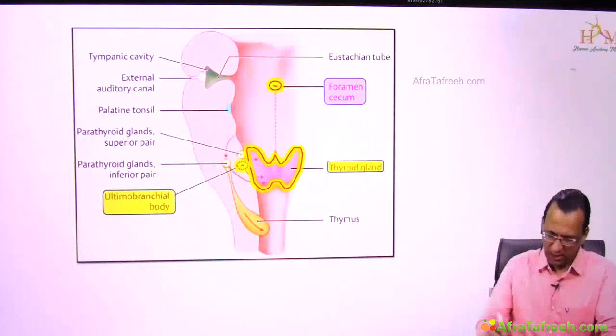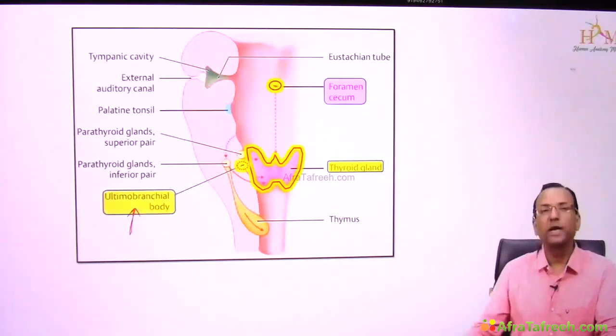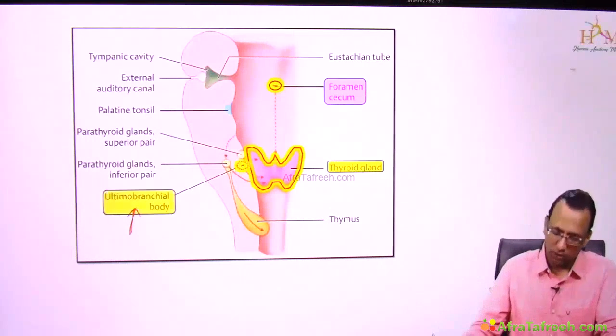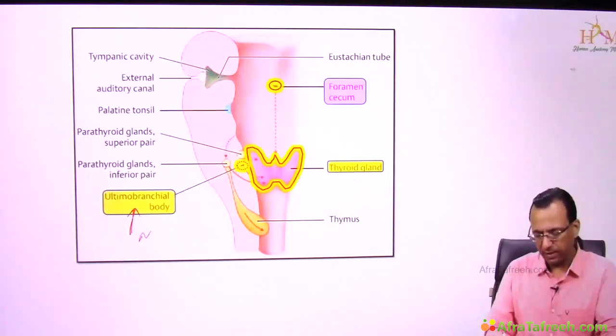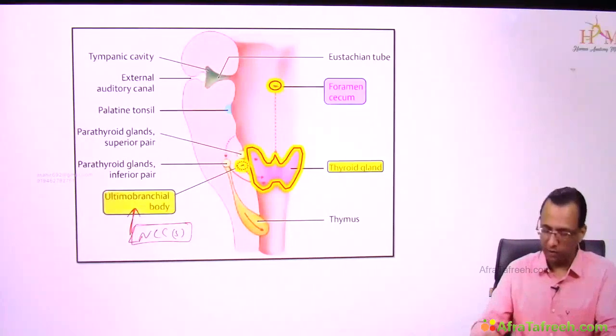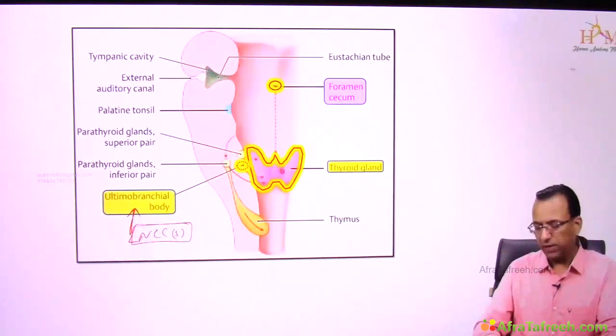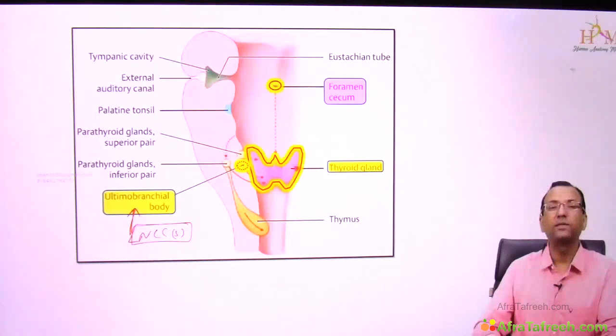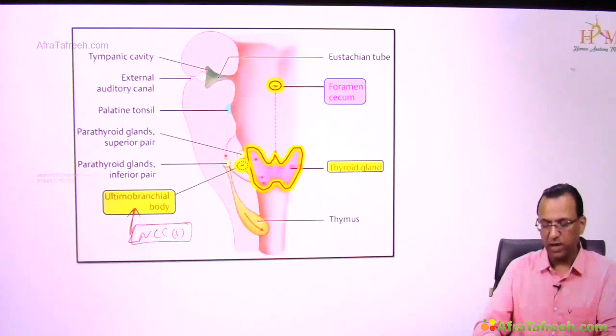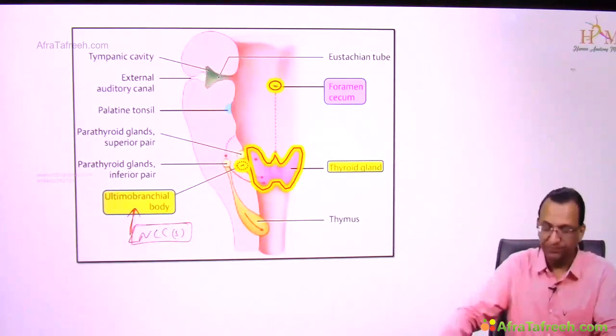Why? It is a vestigial remnant of the fifth pouch, attaching to the fourth pouch now. So some neural crest cells will come here and form the parafollicular C cells, which will be given to the thyroid. So the thyroid will have parafollicular C cells, forming the C hormone, which is called calcitonin. So in the thyroid, you need to discuss the ultimobranchial body. Yeah, because you need the C cell, you know.